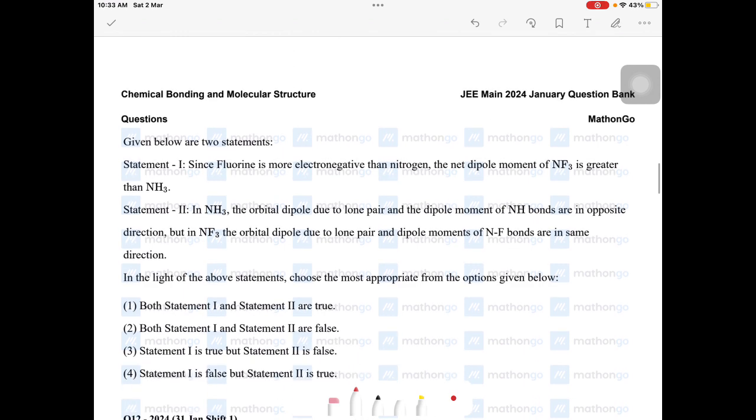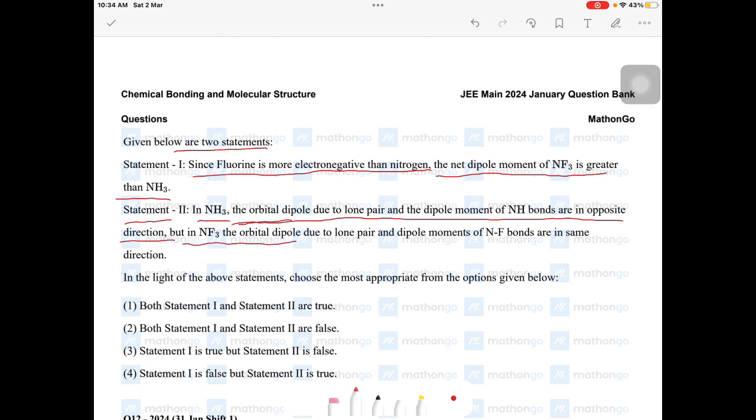Next question. Given below are two statements. Since fluorine is more electronegative than nitrogen, the net dipole moment of NF3 is greater than NH3. Second statement: in NH3, the orbital dipole due to lone pair and the dipole moment of the NH bonds are in opposite direction. But in NF3, the orbital dipole due to lone pair and the dipole moment of the NF bonds are in the same direction. In the light of the above statements, choose the most appropriate option from the options given below.